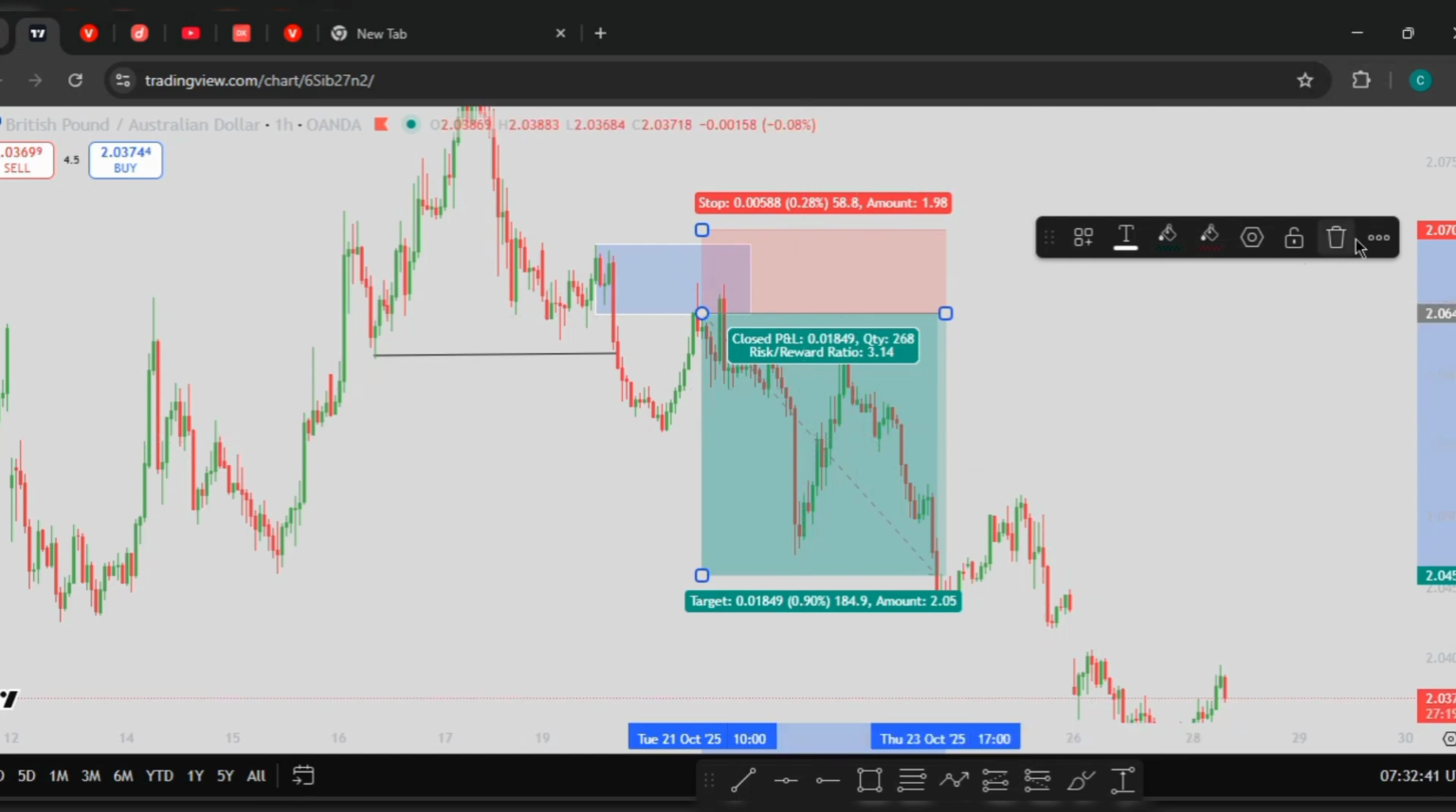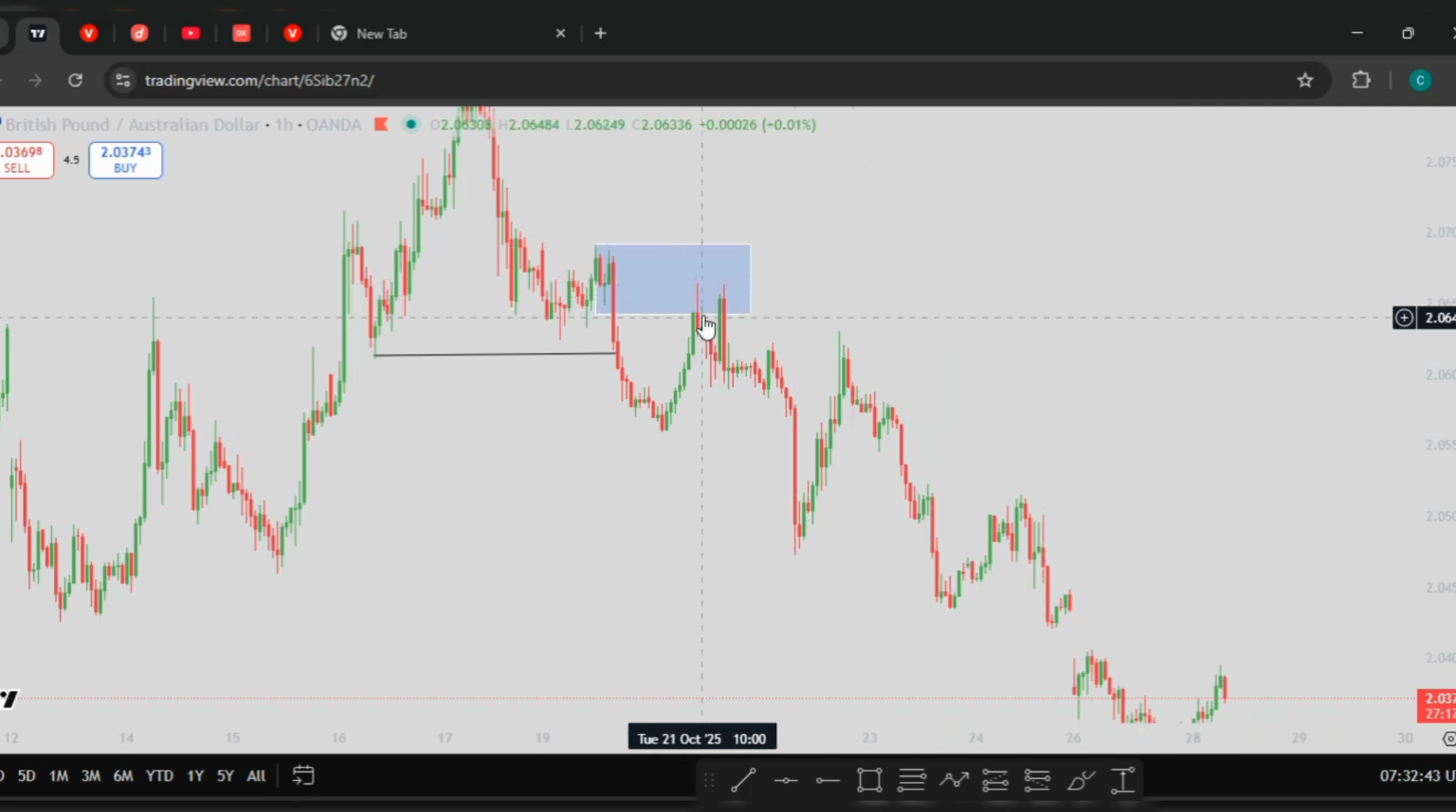Now, some of you may be asking, okay, what makes a supply zone valid? There are two things that make a supply or demand zone valid. Number one, when it's in line with the market direction. That's one of the things that makes a supply or demand zone very valid in the market. Now, the second, let me give you an example first of all.